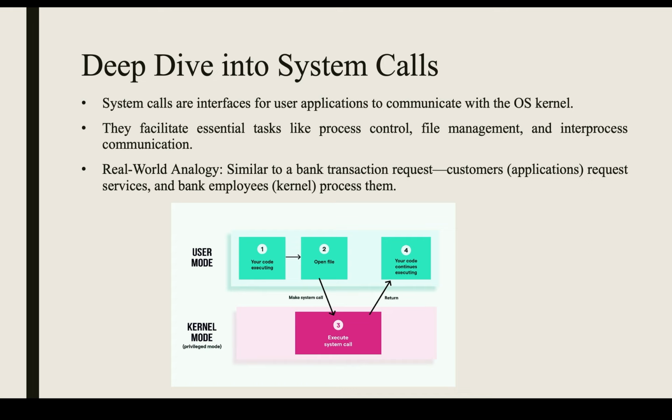So in the same way, whenever a user wants to perform any particular action, it first generates a request through the user interface, and then the kernel performs those operations based on the query, and then the kernel sends back the request to the user in the form of the output. So in this way, the system call is performed. For example, it is similar to the bank transaction request where a customer requests services and bank employees process them.